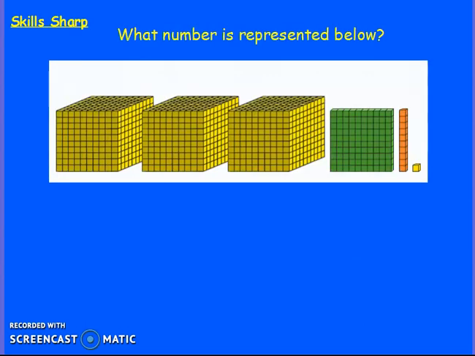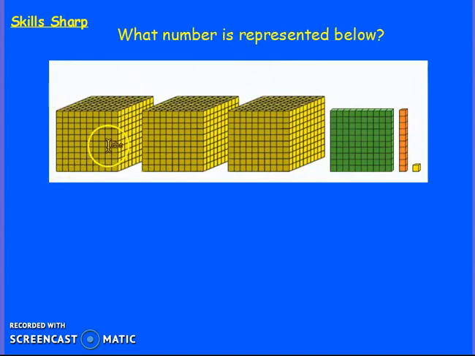For our skill shops this morning, I'm going to ask you to look at the representation on the screen and tell me what number is being represented. We have these concrete resources at school, we call them base 10. And here we've got some pictures to help you to read the number. So what number have we got here?